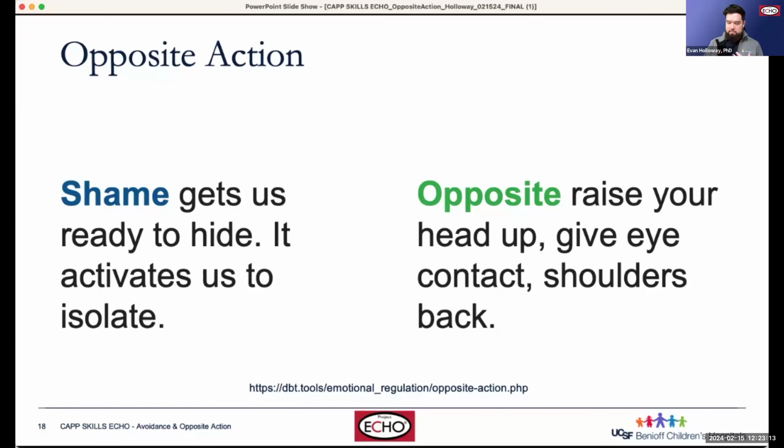Exactly. So the opposite, right, is to show some confidence, raise your head up, give eye contact, and shoulders back is kind of the example. But I love what you shared, Nicole, to be around others, connect with others, and that gives the opportunity to kind of question some of that, right? Why am I feeling so much shame? How are people really responding to me?